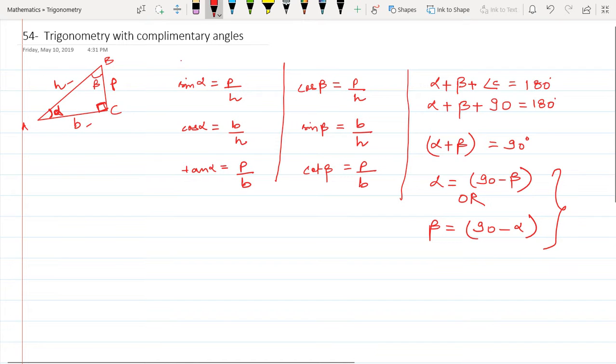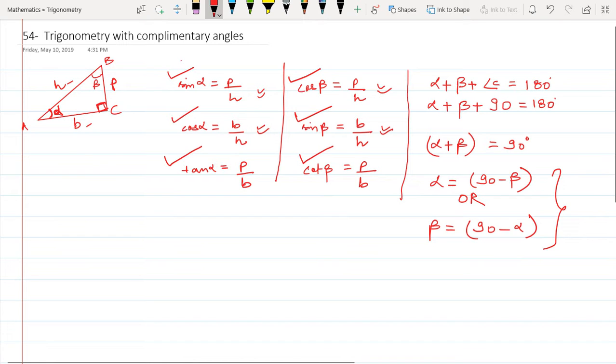But look at this, sine of alpha is equal to cos of beta, cos of alpha is equal to sine of beta, and tan of alpha is equal to cot of beta. You see, sine alpha is perpendicular upon hypotenuse, and this is also perpendicular upon hypotenuse; cos alpha is base upon hypotenuse, sine beta is base upon hypotenuse. So you see, sine alpha is equal to cos beta, cos alpha is equal to sine beta, and tan alpha is equal to cot beta.